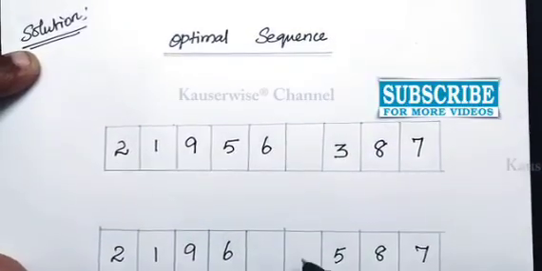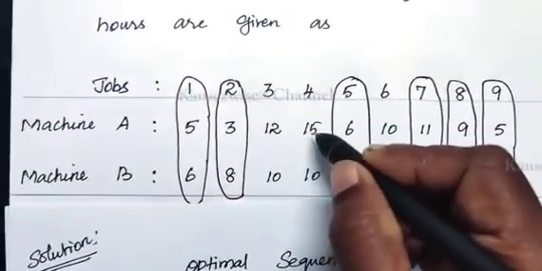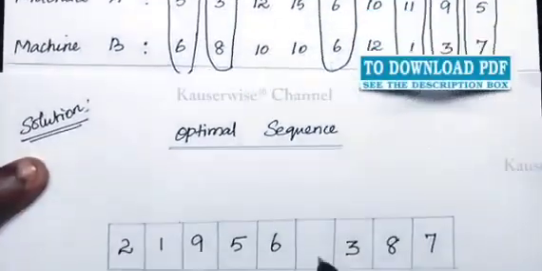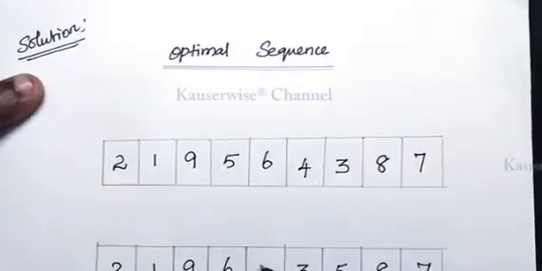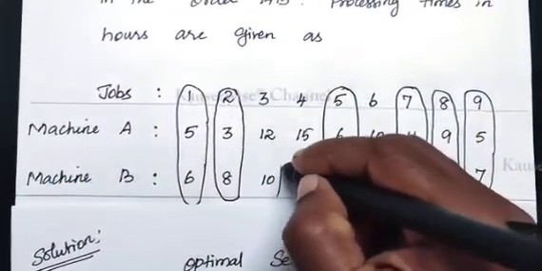Okay, in the second option also. And then the next minimum value is 15. So, job 4 has to be assigned after 3. Okay, that's all. We have assigned all the jobs.